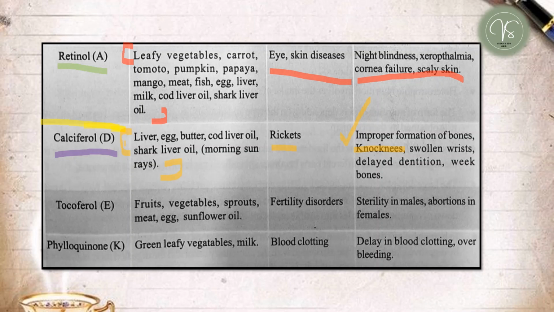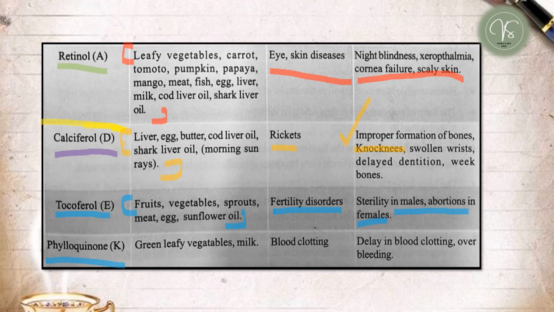The next type of vitamin is tocopherol, vitamin E. Vitamin E is required for normal functioning of our cells and sex organs. It is found in fruits, vegetables, sprouts, meat, egg, sunflower oil. The deficiency of this vitamin causes fertility disorders, and it causes sterility in males and abortions in females. And the next type of vitamin is vitamin K, phylloquinone.